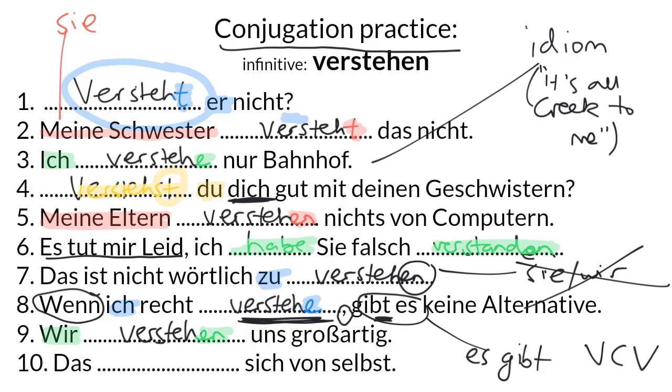And number 10, das versteht sich von selbst. That's self-explanatory. Literally, that understands itself from itself. You might also translate it into English, that goes without saying, or that's a no-brainer. Simple conjugation, T ending, because das belongs to the it row in the conjugation table. And this is a handy saying to keep up your sleeve for social situations where something is so obvious that it doesn't need any explanation.